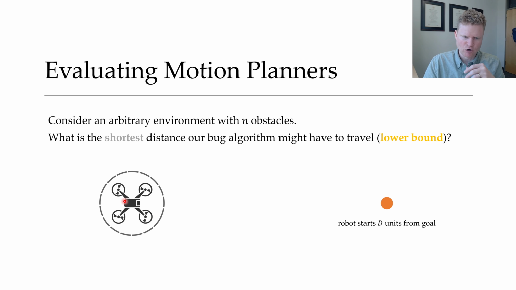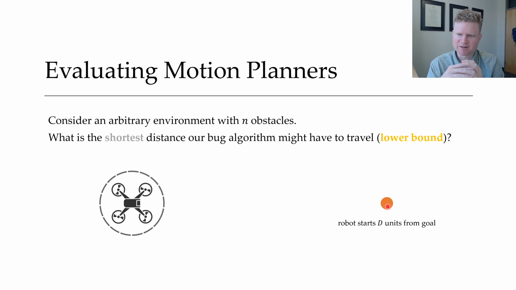I've got my drone, I'm modeling as a point, and I've got my goal position. And I want to think about the best and worst case. So let's consider an arbitrary environment that has n obstacles. And you can put these obstacles wherever you want. It's an arbitrary environment, up to you to decide. What is the shortest possible distance that the robot might have to travel? That's going to be the lower bound.